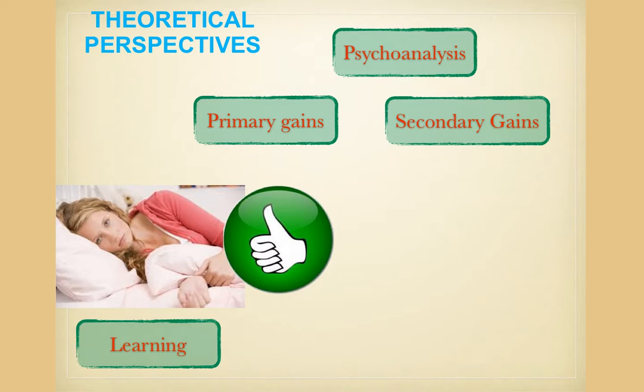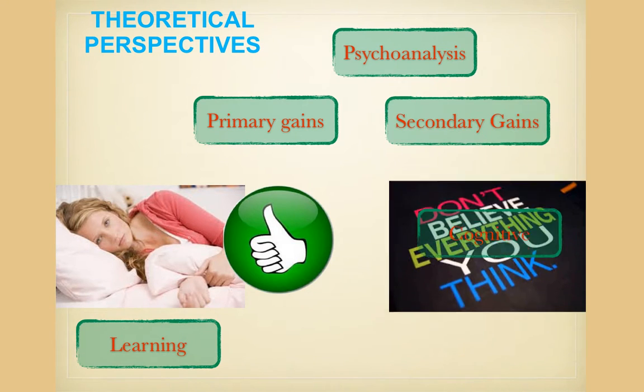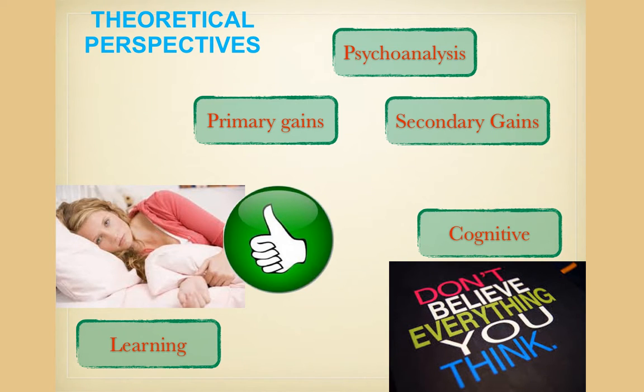A learning theory view likens illness anxiety disorder to obsessive compulsive disorder, where cognitive factors in illness anxiety disorder include self-handicapping strategies and cognitive distortions. And that's really where the cognitive approach steps in. They look at the cognitive distortions and look at altering those distortions in order to get a more realistic view of how one's experience is.